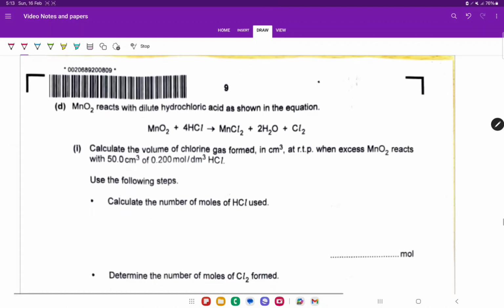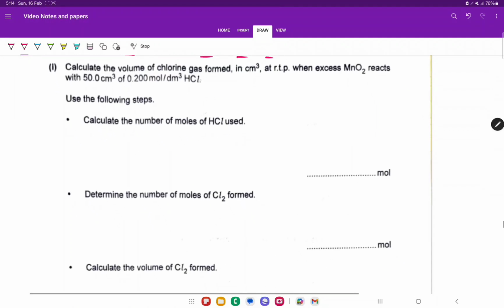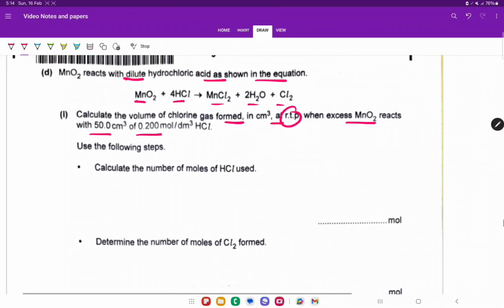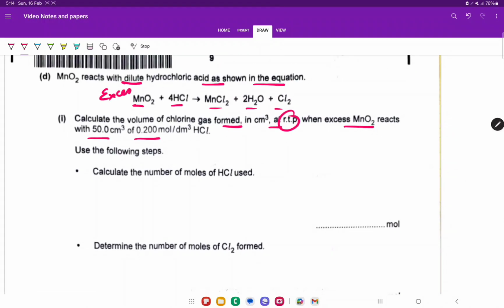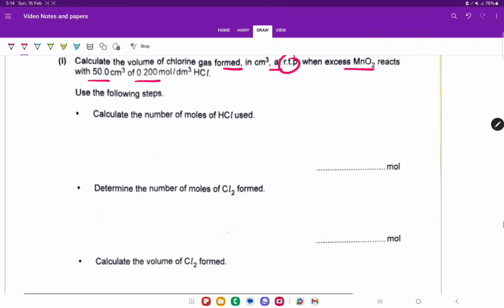Next part is MnO2 reacts with dilute HCl. In the equation, MnO2 plus 4HCl give you MnCl2 plus 2H2O plus Cl2. Calculate the volume of chlorine gas formed in centimeter cube at RTP when excess MnO2 reacts with 50 centimeter cube of 0.2 mole HCl. So MnO2 is in excess, and we have the concentration and volume of HCl. Therefore, find the moles of HCl.